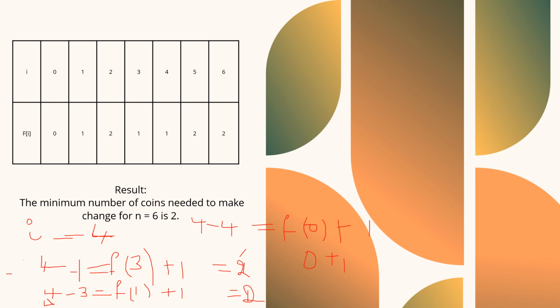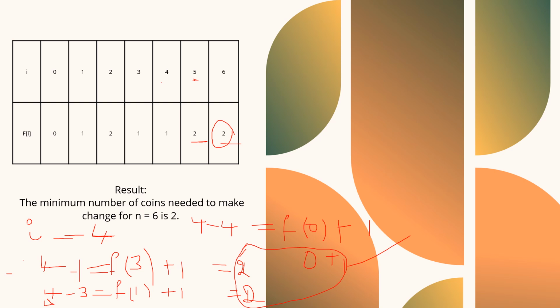So which is the minimum value out of these three? 0 plus 1 is the minimum value. So hence f of 4 is equal to 1 has been updated here. Okay. So in the same way, we should calculate for f of 5, we should calculate for f of 6. At the end, we are getting 2, meaning for amount 6, the minimum number of coins required is 2 by using the given denominations. So for coin 5, the minimum number of change required is 2 coins only.